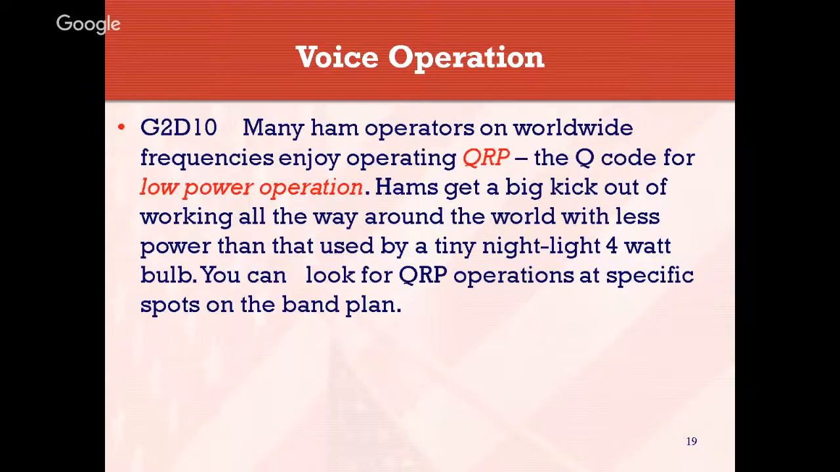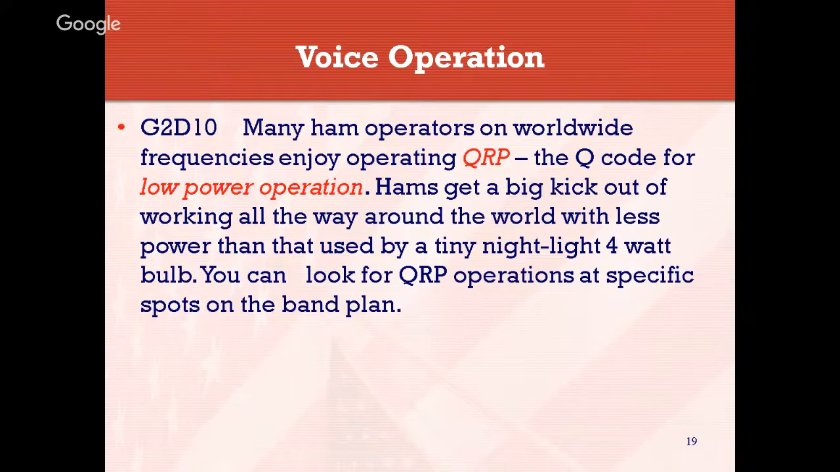Let's see. Many ham operators on worldwide frequencies enjoy operating QRP, the Q code for low power operation. There's a lot of people that operate QRP, meaning they're going to be operating maybe less than 10 watts for the most part. A lot of mountain toppers, that's what we call them, will get out there with their portable radio equipment. They'll string up a buddy pole or a wire antenna on top of a mountain, hiking the Appalachian Trail or something. They got their QRP rig with them.